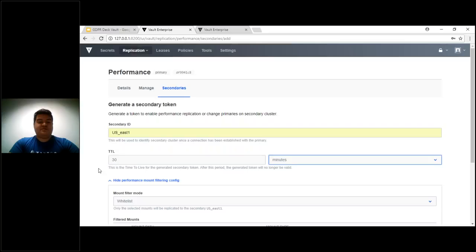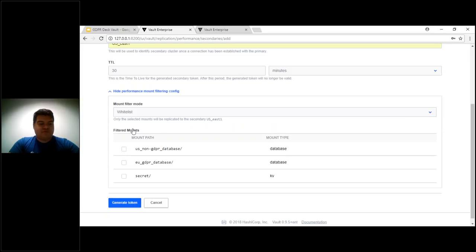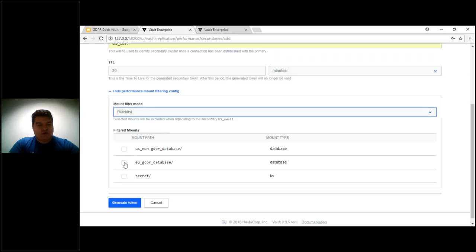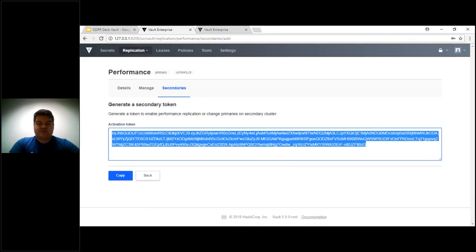I configure the time to live for the token, and then after that, you have to refresh access to the cluster. So with mount filtering, there are two different ways to do this. I can either do it in whitelist mode, so basically only the selected mounts will be replicated, or I can do it in blacklist mode. For the purposes of simplicity, I'm just going to do blacklist right now. I'm going to say that all of the GDPR data cannot go to the US. So I'm going to blacklist this mount, this secret mount.